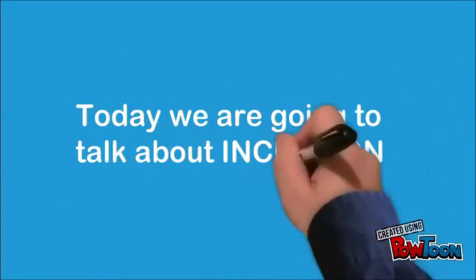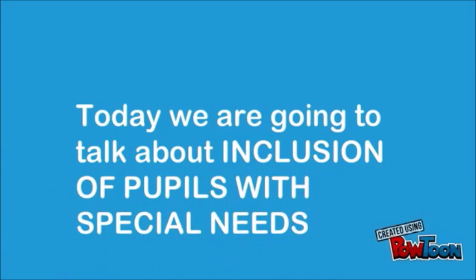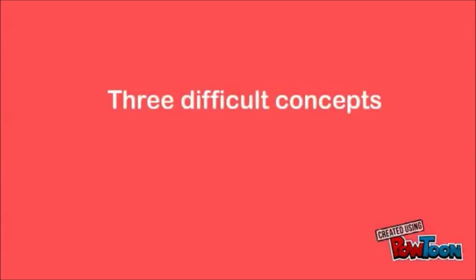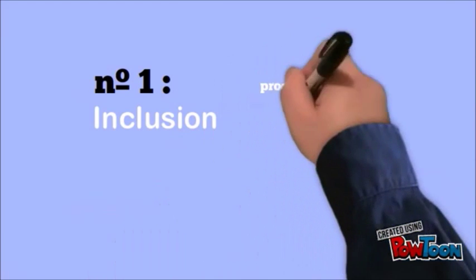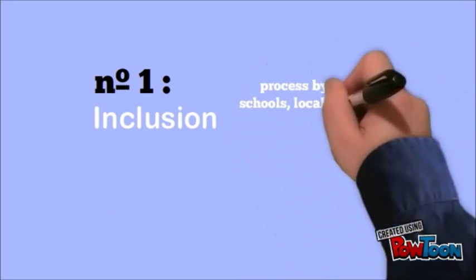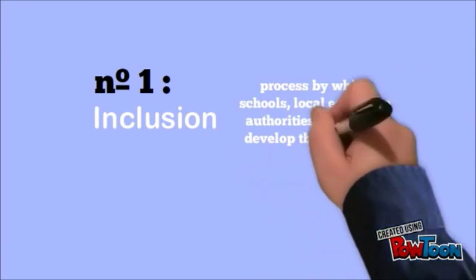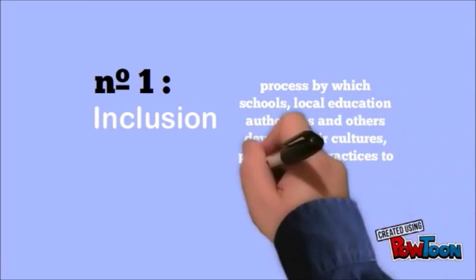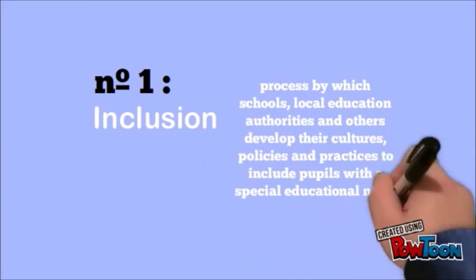Today we are going to talk about inclusion of pupils with special needs. This will start with a look at the definition of inclusion, discrimination, and special educational needs, which are three concepts that are difficult to define. Inclusion is a process by which schools, local education authorities, and others develop their cultures, policies, and practices to include pupils with a special educational need.